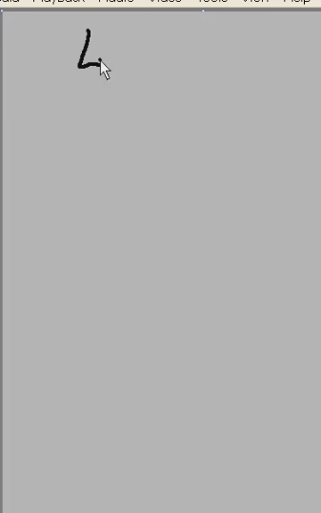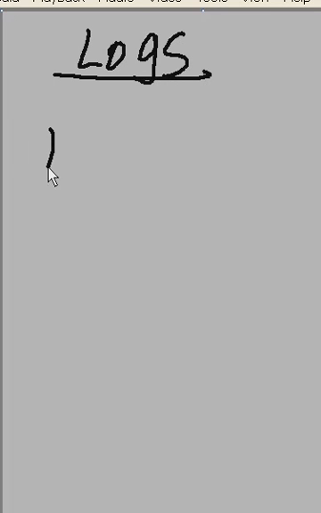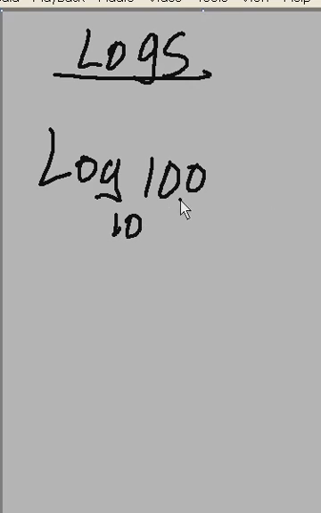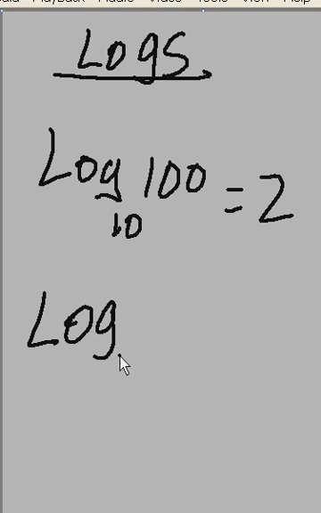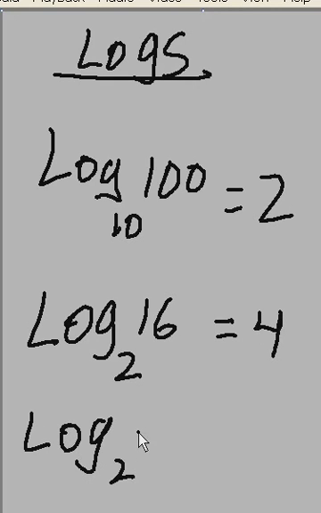We've talked about different types of logs. We said there was a base 10, and log base 10 of 100: 10 to what power gives you 100? That's 2. There are other bases that we use in mathematics. There's log base 2. Log base 2 of 16 equals what? Well, 2 to what power equals 16? 4. There's log base 2 of 32. 2 to what power equals 32? That's 5.